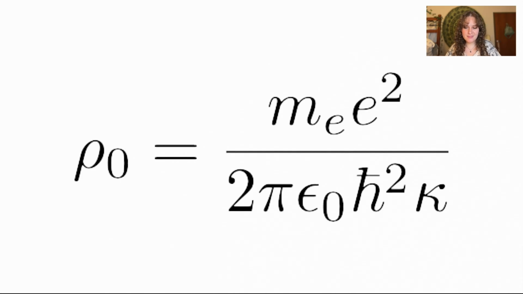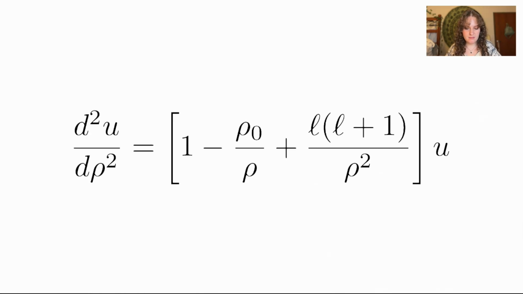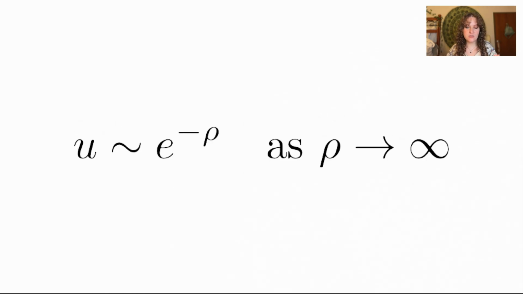It'll work behind the scenes. The point is that the equation is rewritten like this. Now we take the same kind of procedure as the harmonic oscillator, step by step. First step, look at the tails. When rho is huge, the 1 dominates everything in the brackets. The equation becomes the second derivative of u with respect to rho essentially equals u. So the well-behaved solution is u is roughly equal to e to the negative rho.